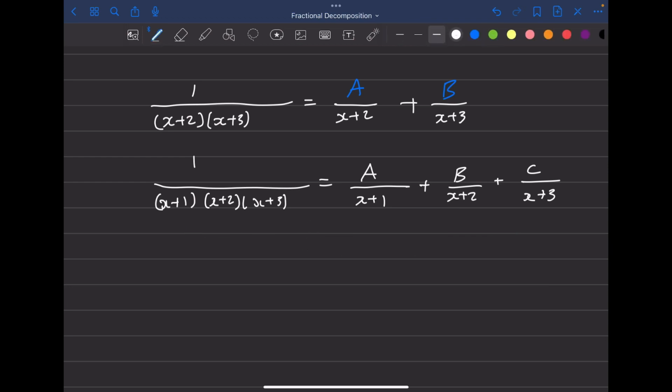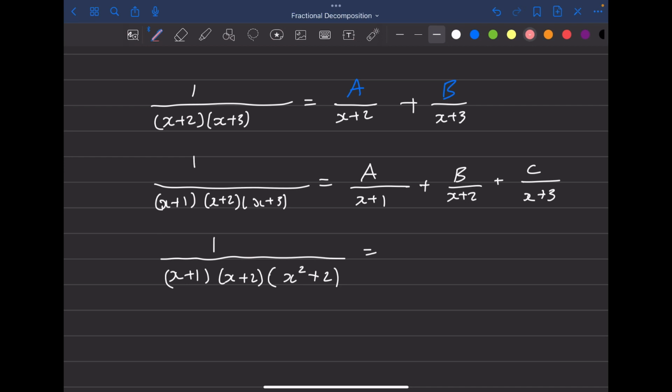Something else you might get: you might have noticed that so far we've had linear denominators. So this is like x plus 2. The power of x is 1. It's x to the power of 1 plus 2. So we did not have any quadratic or any other type of exponent. So let's say we did have that. Let's say we had 1 over x plus 1, x plus 2, and then we had x squared plus 2.